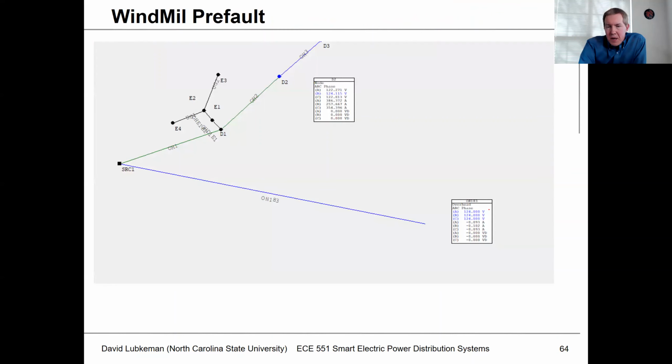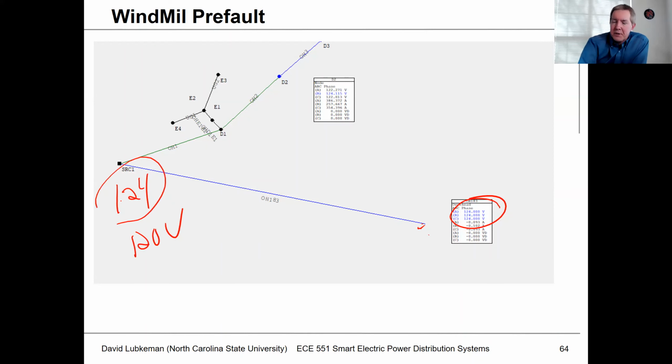Okay, so anyway, if I do this in WindMil, I can run a voltage drop study, and I basically see pre-fault what the values of voltage are. I see that basically what I have at this end of the feeder is 124 volts. It's basically the same on 120 volt base. It's basically the regulated voltage at the top of the feeder.